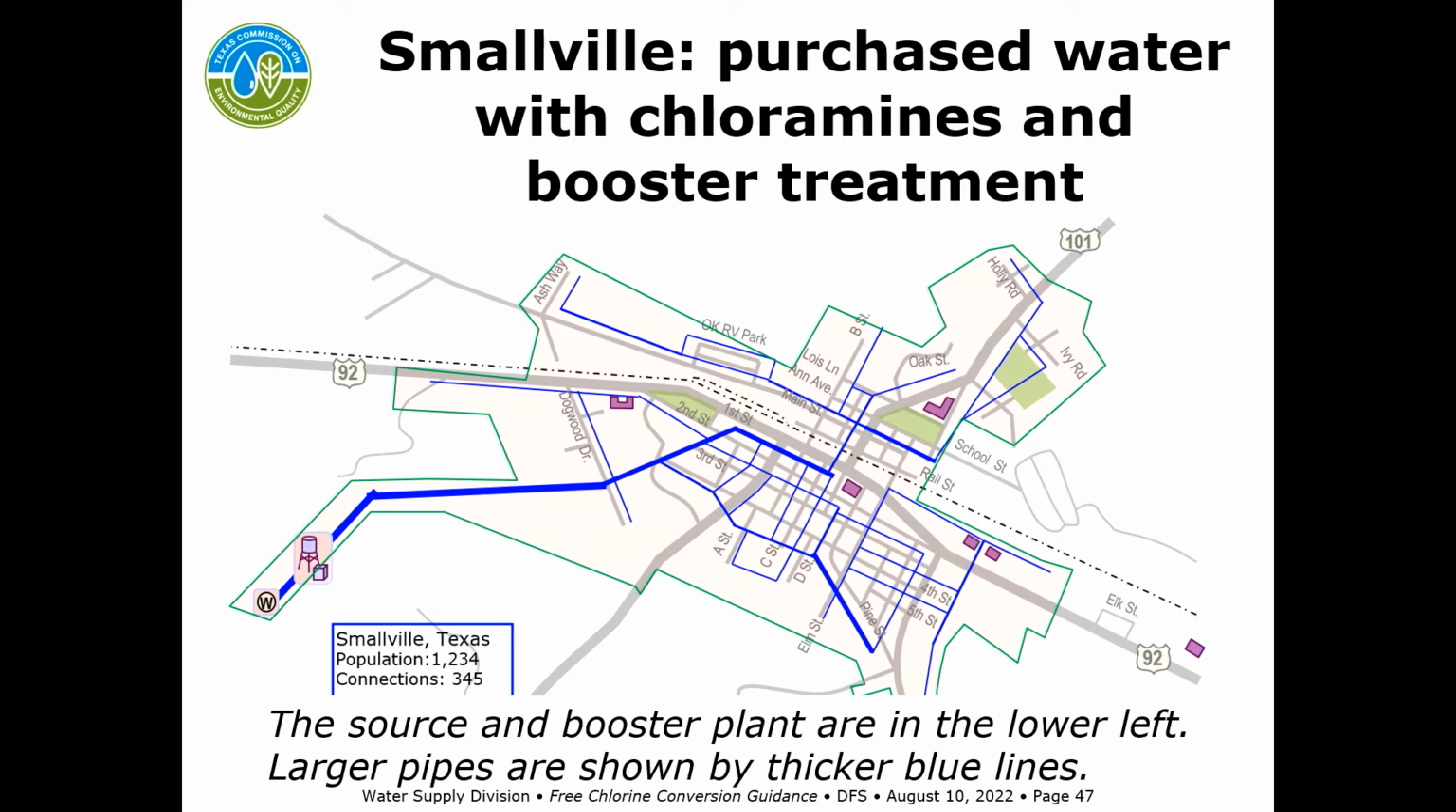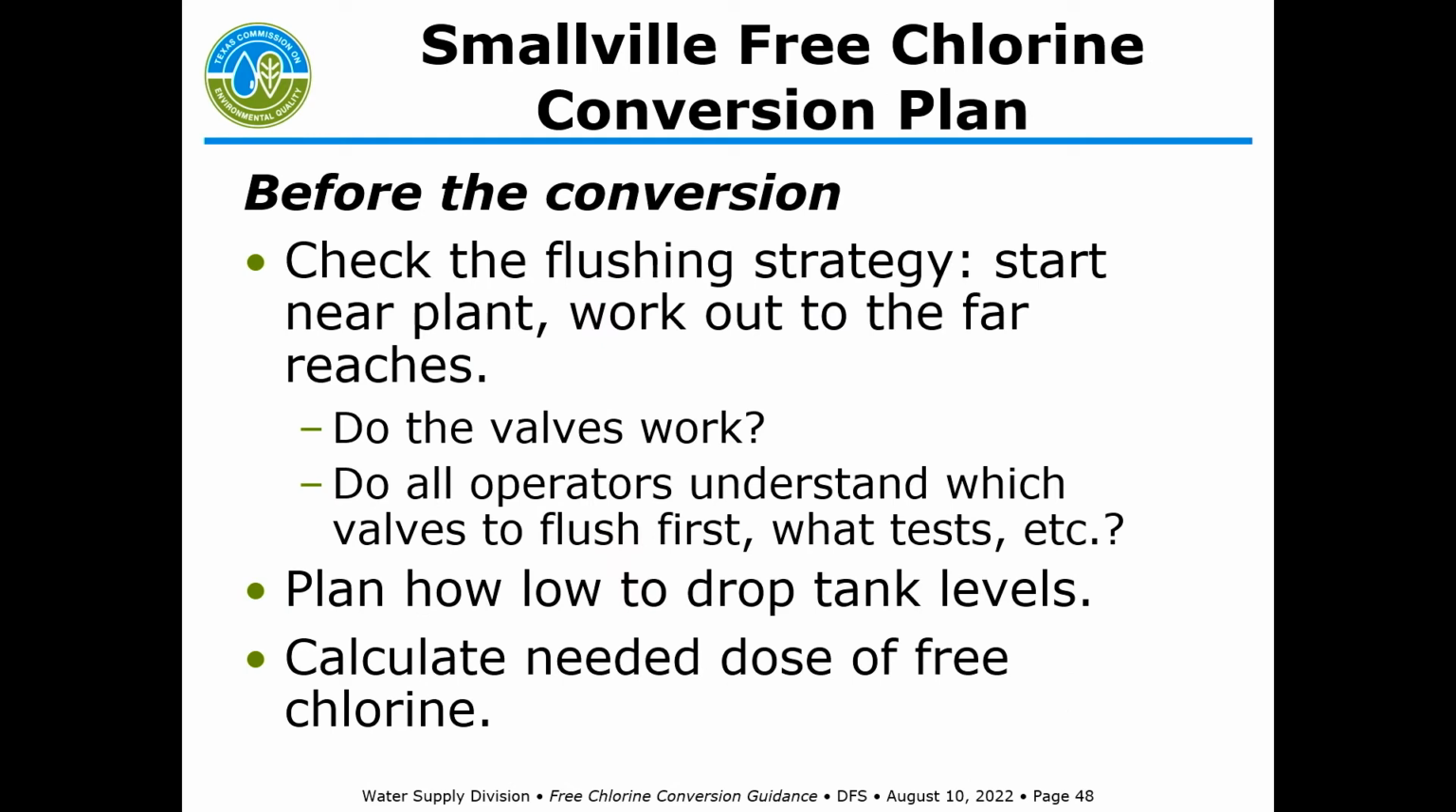All right, so before the conversion, you're going to check that your flushing strategy is going to work. Starting near the plant, work out to the far reaches, check all the valves you need, fire hydrants, flush points as well that you'll need. And do the operators understand which valves to open first and close, and what tests to run, etc. Plan how to drop your tank levels, and then also calculate the dose of free chlorine you're going to need.